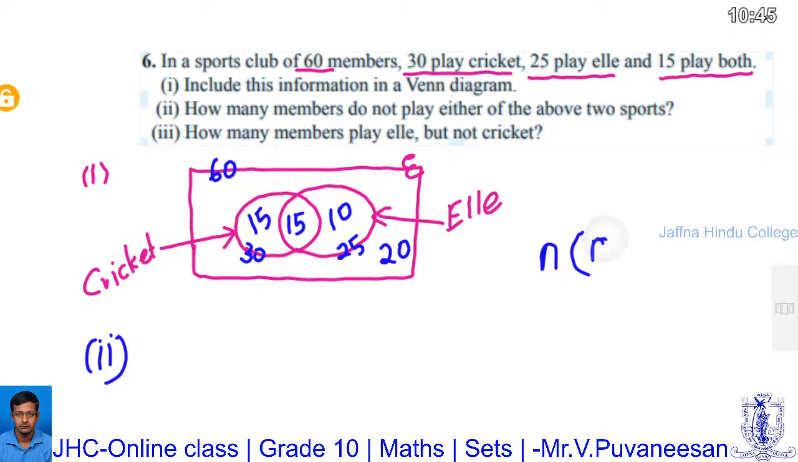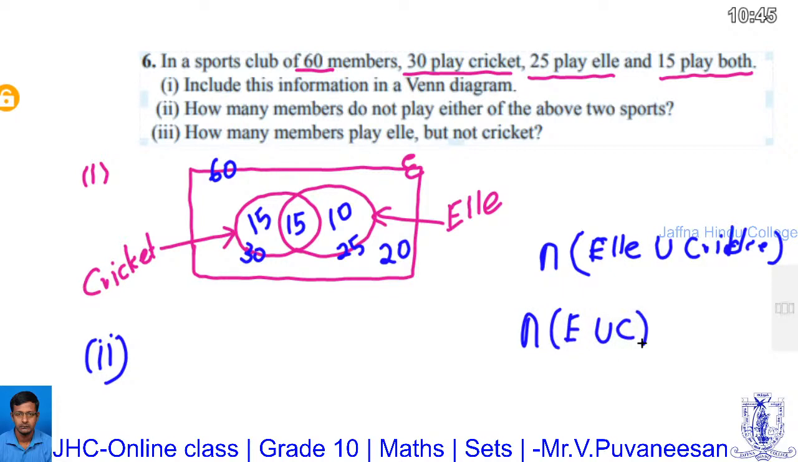Number of LA union cricket. This is either of the two sports. Here you have been asked those who do not play either of the two sports. That means the number of the complement of LA union cricket.